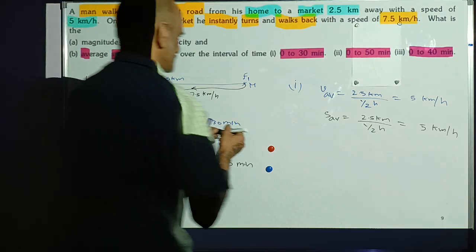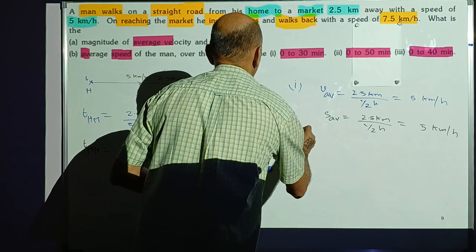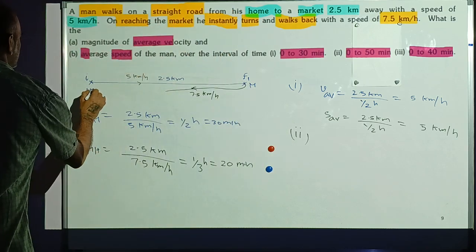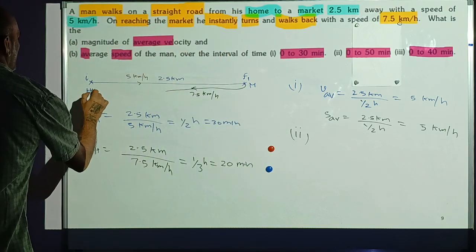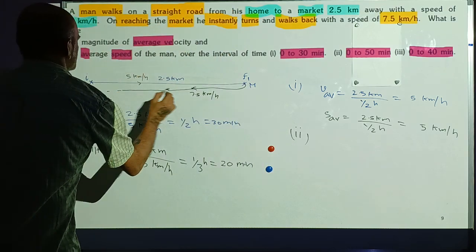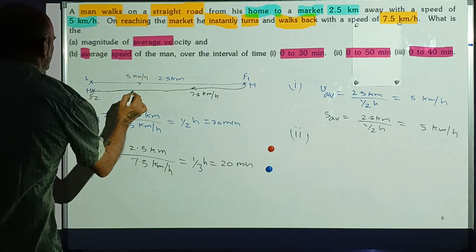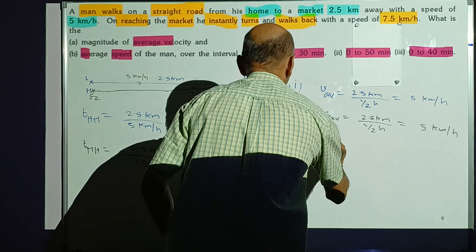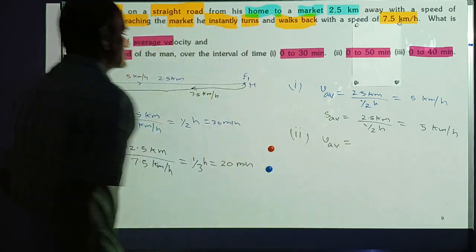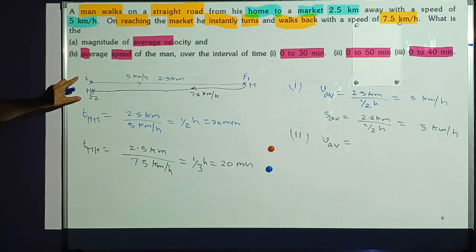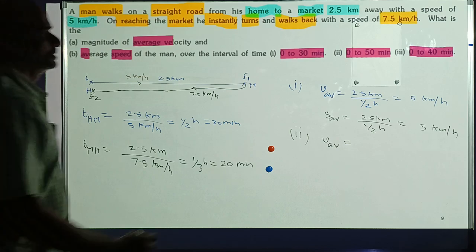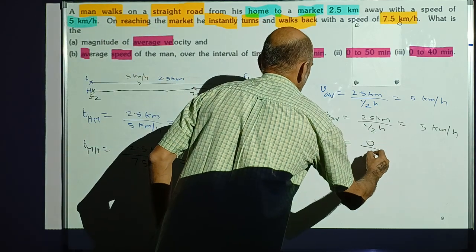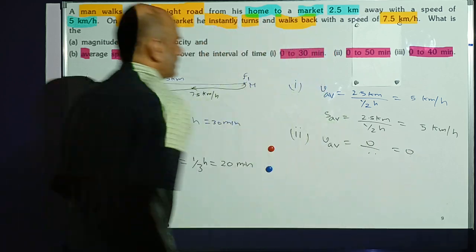For the second part of the question, this is the final position. F2 stands for the final position of the second part of the question. So average velocity is displacement. Displacement is how far the final position is from the initial position, which is 0, because the initial position and final position are the same, which is home. So 0 divided by the time, which is 0.